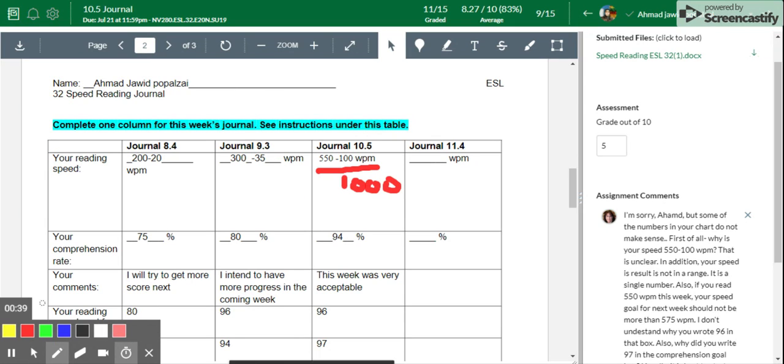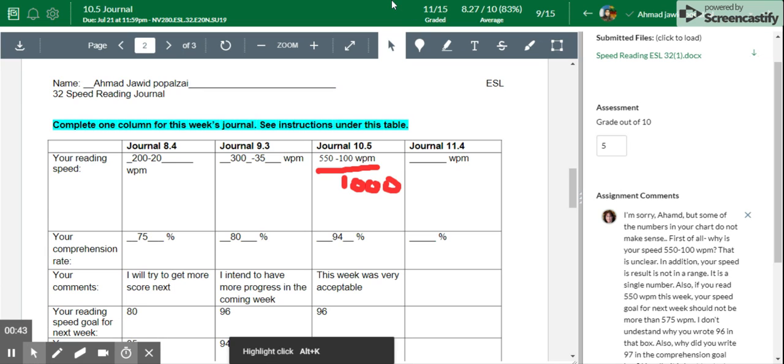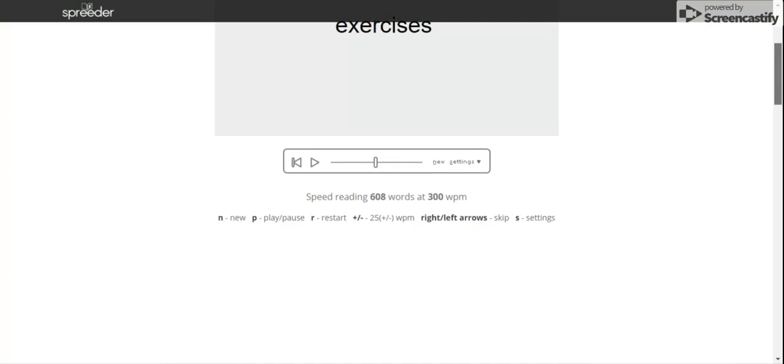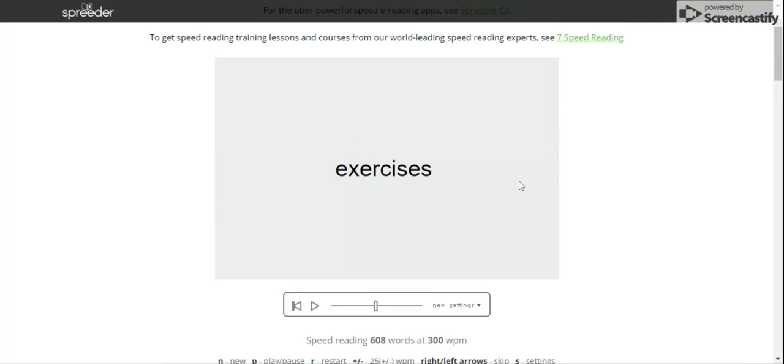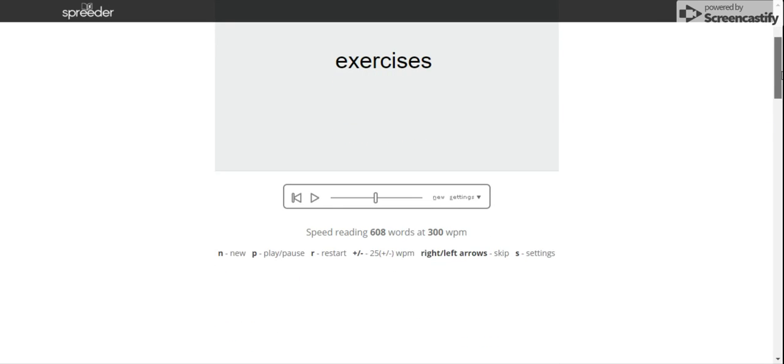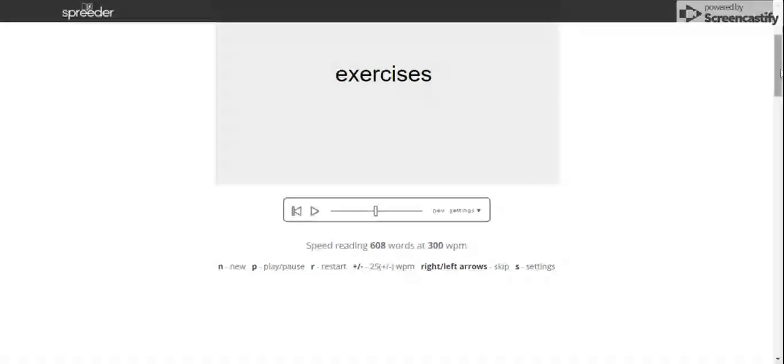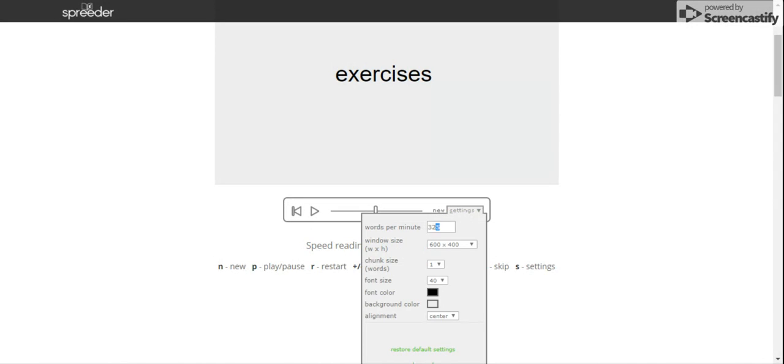And the reason why I'm thinking about that is when I go to Spreeder, and let me go there now and show you what I mean. Okay. This is Spreeder. I pasted in an article to read. And when you're in Spreeder, you will choose your speed. You get to choose your own speed. So you go here to settings and you choose.